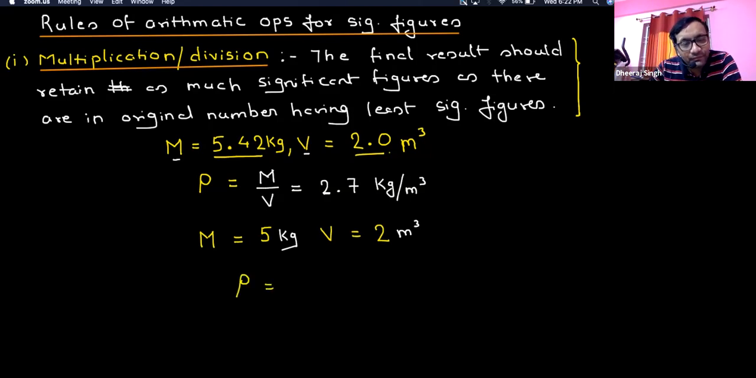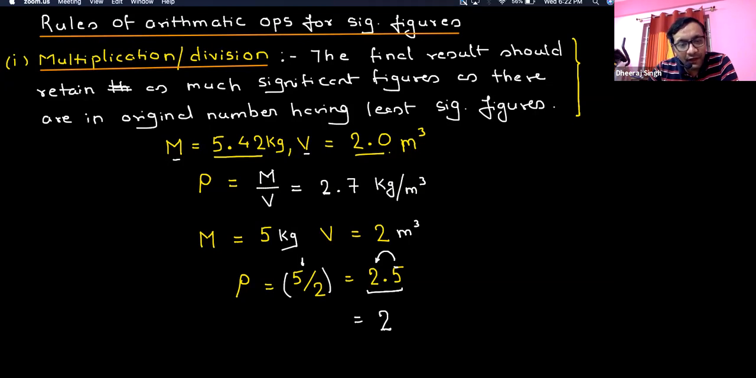Density is what? 5 by 2, which is mathematically 2.5. But I can't write up to 2 decimal places. I can't have 2 significant figures. I need to make it a single significant figure, 2. Now sometimes you need to round it off. Sometimes 5 will carry forward. We will talk about when and how the number 5 will be carried forward later on. But I hope things are very clear.